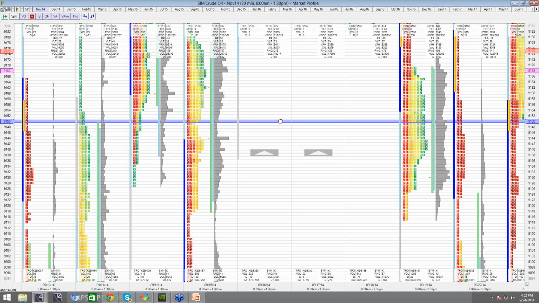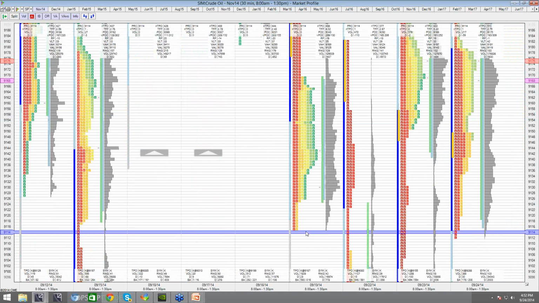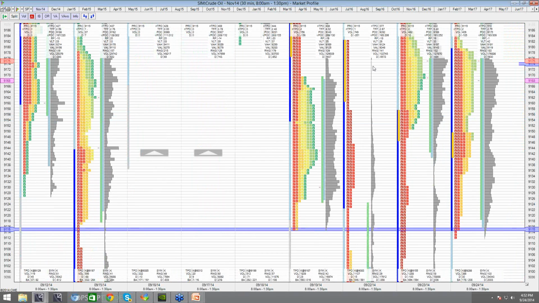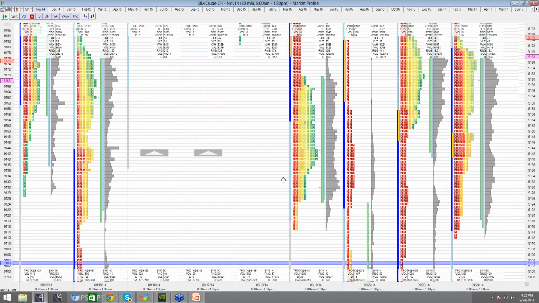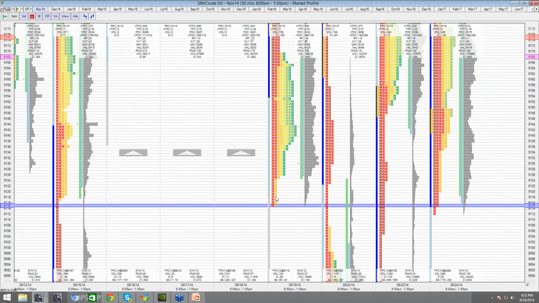Cheap trades, cheap trades, cheap trades. Let's go back to this day. Okay, this was the 19th. D period traded down here. E period traded back there. This low has already been established.